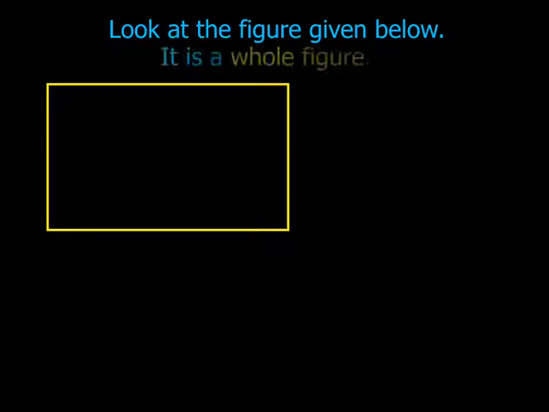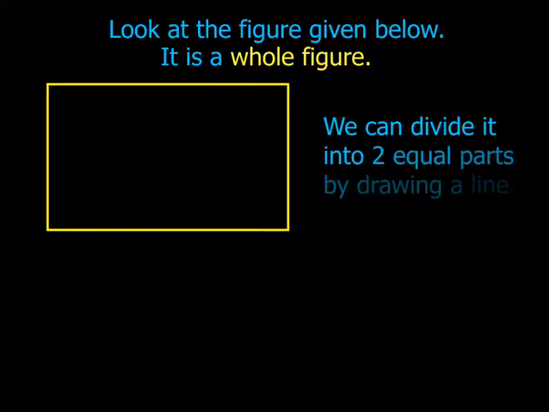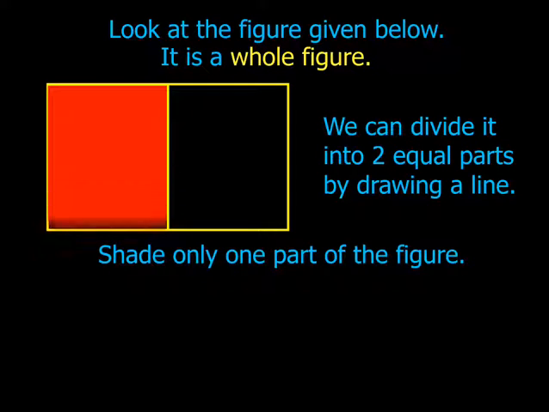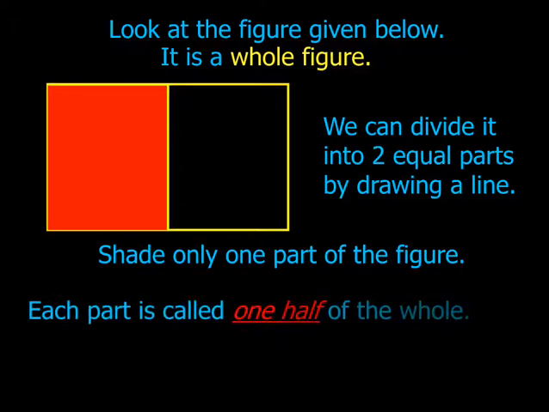Look at the figure given below. It is a rectangle. We consider it a whole figure, meaning a complete figure. Now we can divide it into two equal parts by drawing a line. Here we draw a line in the middle of this figure. We get two portions, then we shade only one part of the figure. Means there are two portions of one whole figure. Then each part is known as one half.